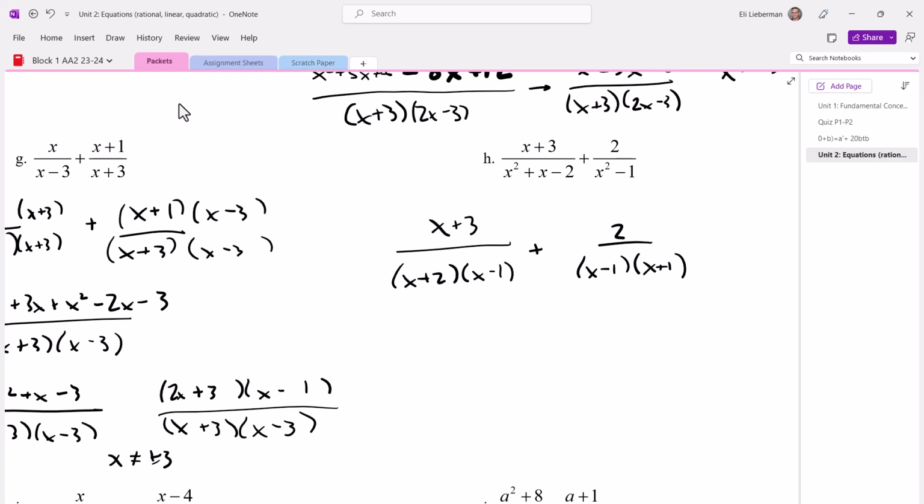Did I finish this problem? Oh, we didn't work too hard. On the test, there are always people who work too hard and just multiply this out to x squared plus x minus 2. You're not going to do that. I hope.